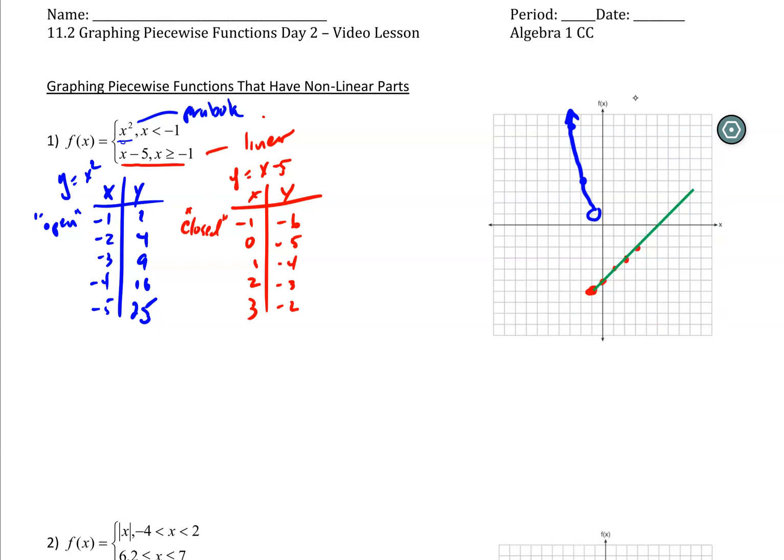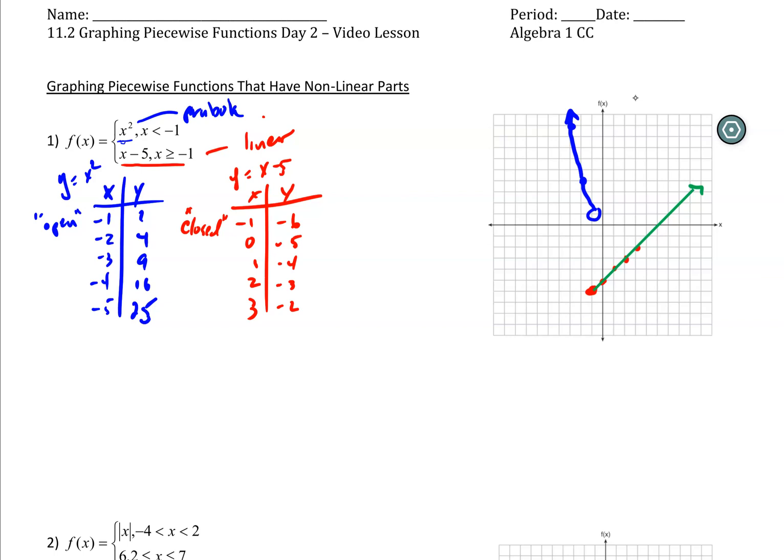There we go. And again, this one has an arrow on that side. All right. Again, these are not restricted. I mean, they are restricted domains, but they're continuing on forever, in this case, to the right for this one and to the left for that one, so I've got to include the arrows. All right, and that's your piecewise function now that's dealing with a non-linear portion.